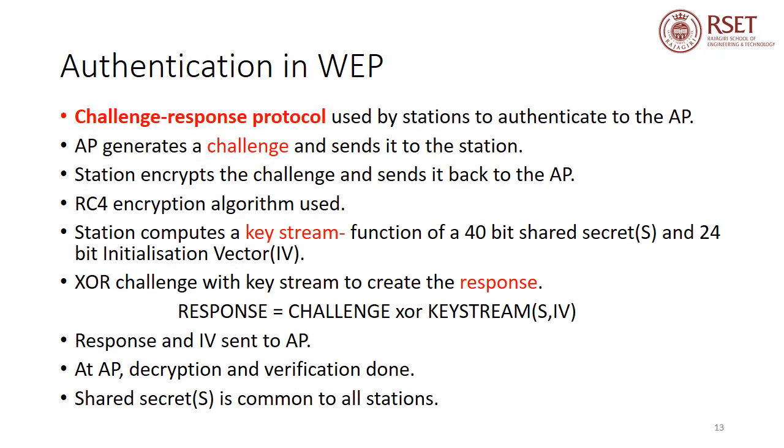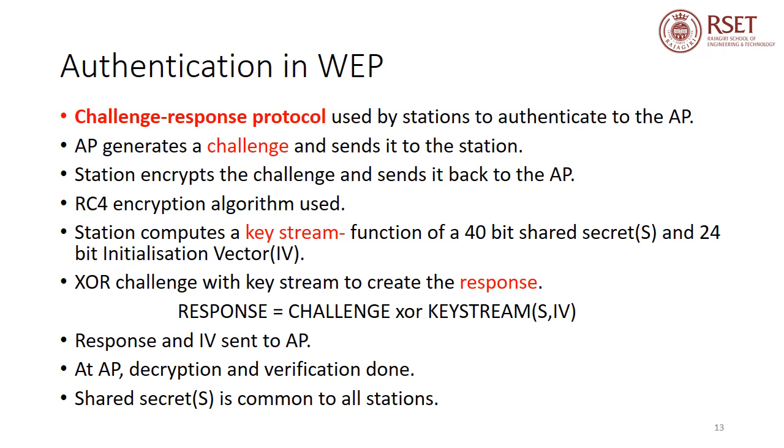Since we have already seen the disadvantages of the authentication procedure followed before the WEP protocol, now we will see how authentication can be done using the Wired Equivalent Privacy protocol, or the WEP protocol. The main algorithm followed here is called the challenge response protocol, using which stations can authenticate themselves to the access points. Initially, in the first step, an access point will generate a challenge value, and this challenge value will be sent to the station that wants to authenticate itself, and the station will encrypt that challenge value and send it back to the access point.